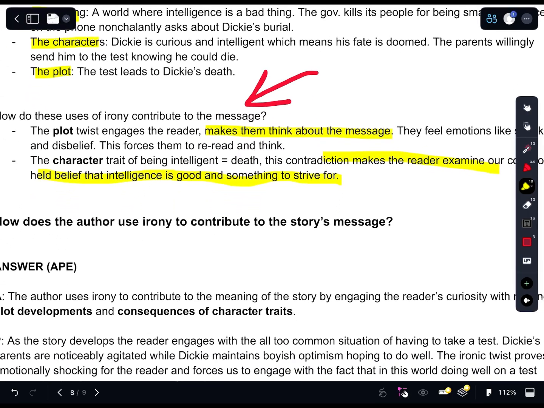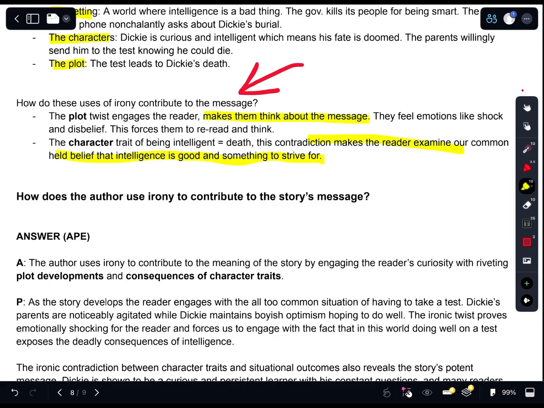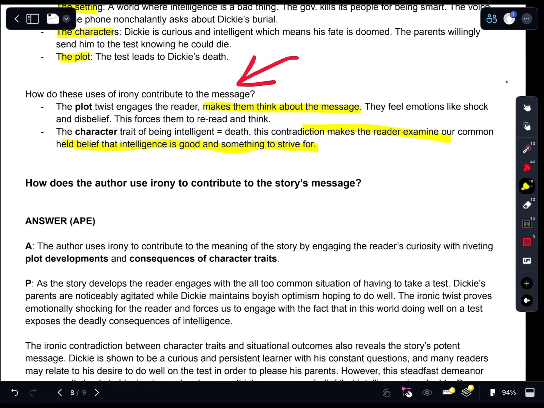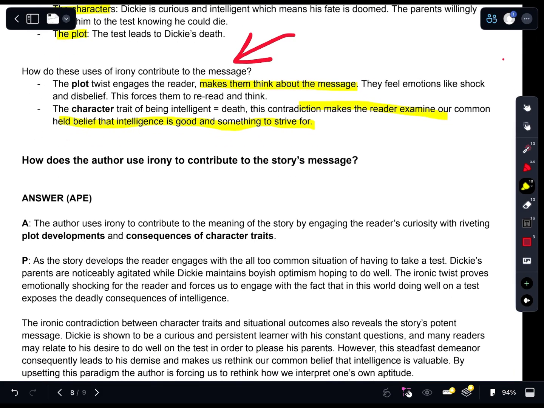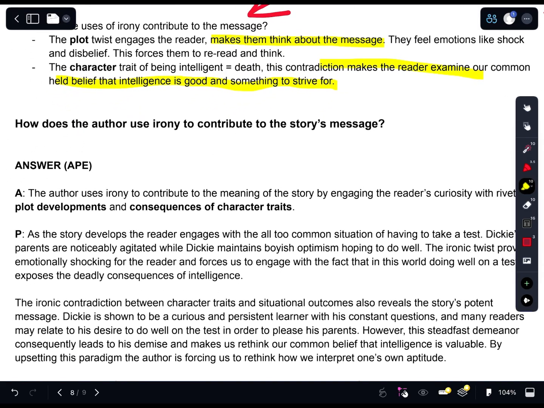So let's go back to the question. How does the author use irony to contribute to the story's message? I'm going to answer the question as directly and logically as I can. And obviously, students with different levels and different age groups will answer it in different ways. I don't care about super incredible academic and flowery language. I just care about the structure being good and the ideas being there.